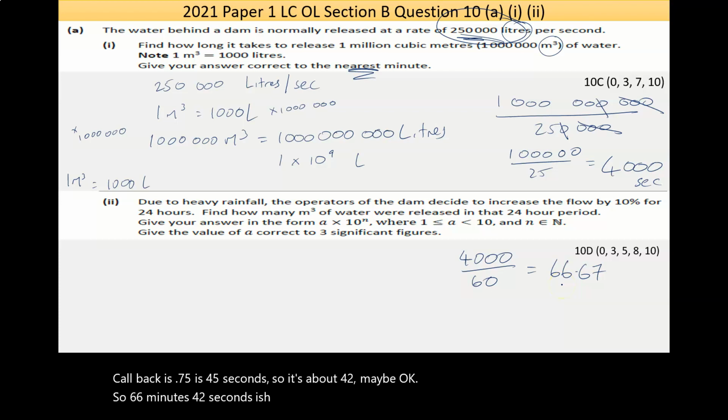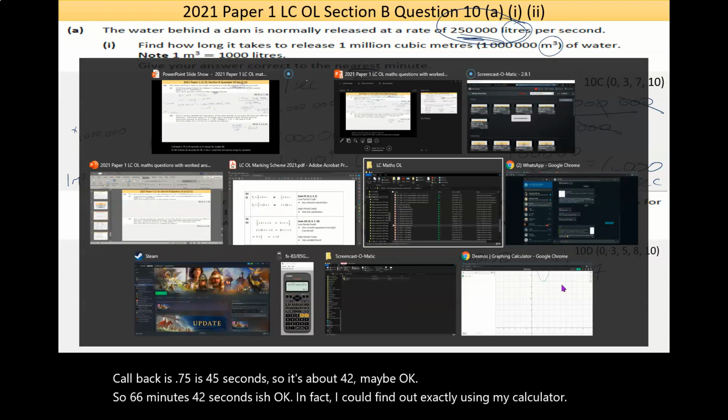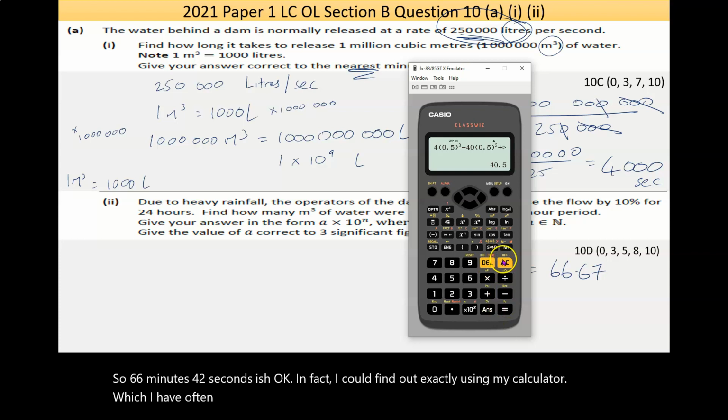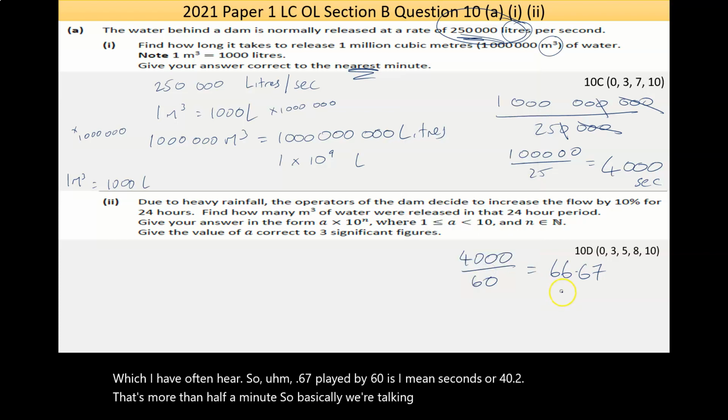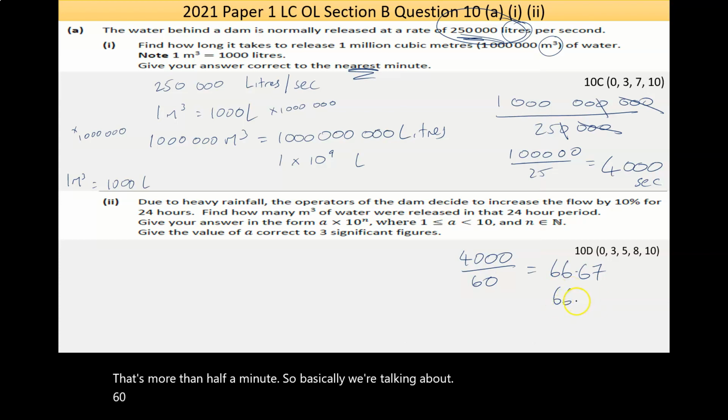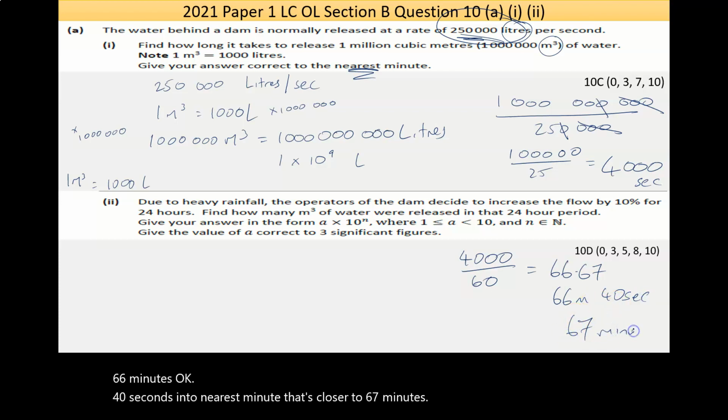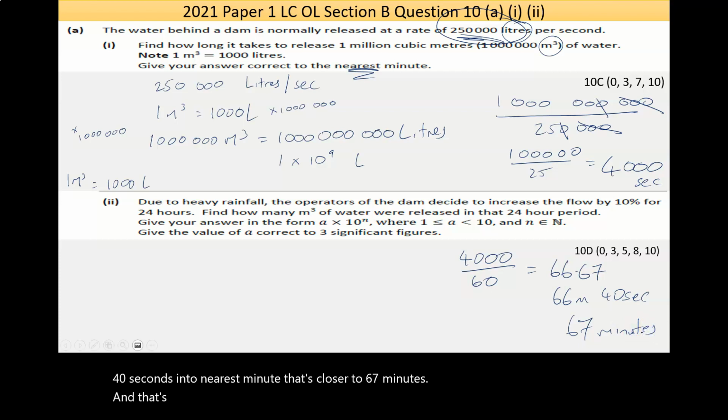In fact, I could find out exactly using my calculator. 0.67 multiplied by 60 is how many seconds? Oh, 40.2. Now, that's more than half a minute. So basically, we're talking about 66 minutes, 40 seconds. Now, to the nearest minute, that's closer to 67 minutes. And that's my answer. So look at the notes.